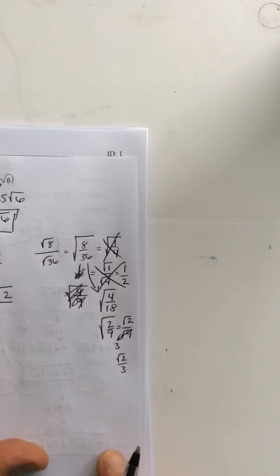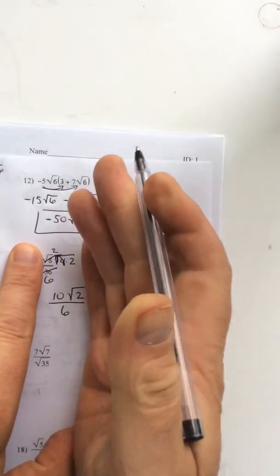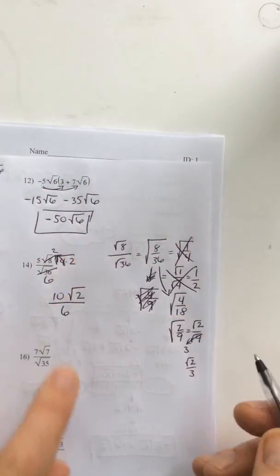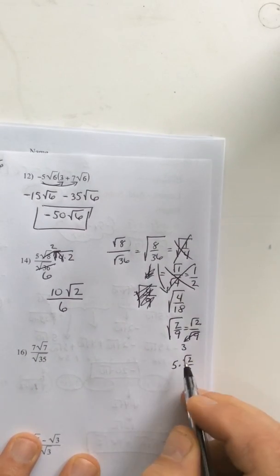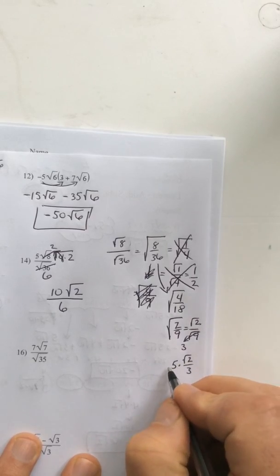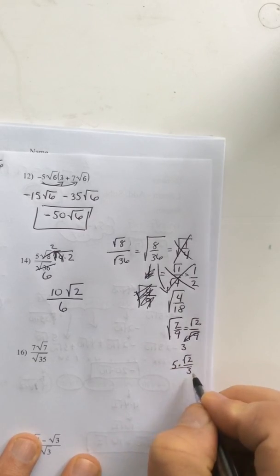Now notice what we were doing. I was taking just that piece. There's a big 5 in front of all that, so there will be a big 5 in front of all that, and that will end up being the answer. 5 square roots of 2 on the top over 3.